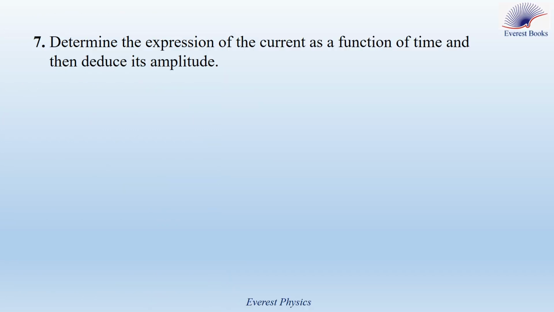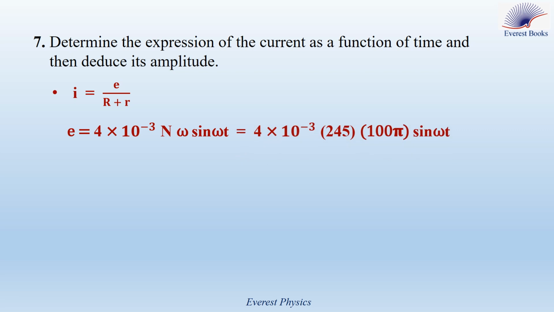Number 7. Determine the expression of the current as a function of time and then deduce its amplitude. Using this formula, I is given by the electromotive force E over the total resistance of the circuit, but E is equal to 4 times 10 to the power minus 3 n omega sine omega t proved in part 3. Now substitute n by 245 and omega by 100 pi. Therefore, E is equal to 308 sine 100 pi t.